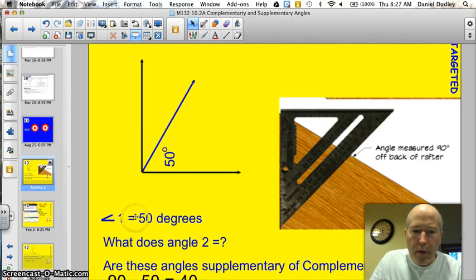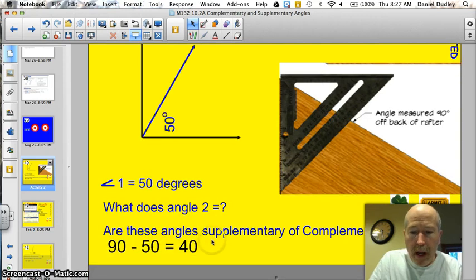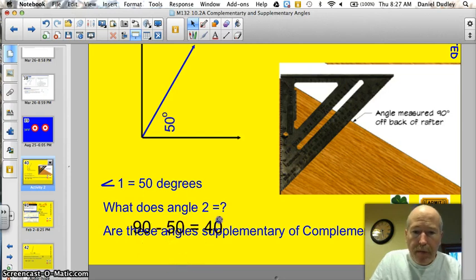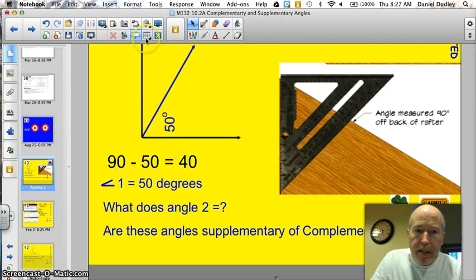Well, here's what we know. We know that angle number one, that's this one, is 50 degrees. So what is angle number two? And are these supplementary or complementary angles? Well, here's the math. This is a 90-degree angle here. And if you subtract the 50 degrees, you're going to have 40 left. So this is a 40-degree angle, because 90 minus 50 is 40, just like I put here.